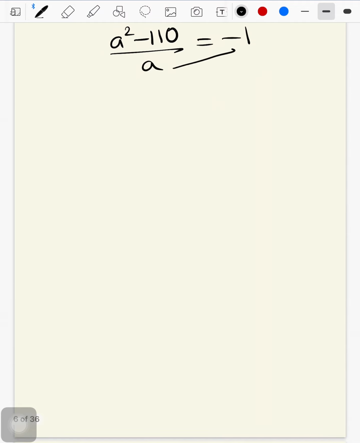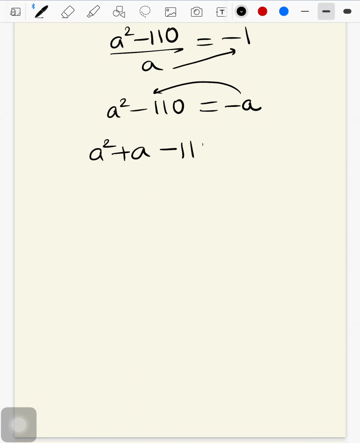Shift this a, the division term, to the other side in multiplication. This will be minus a square minus 110. Take to the left side: a square, there it is negative, here it will become positive. Now check that the product of the numbers should be the sum or difference of the middle number. What is the middle number here? You can see nothing means 1. So minus 110 is the product, and 1 should be the sum or difference.